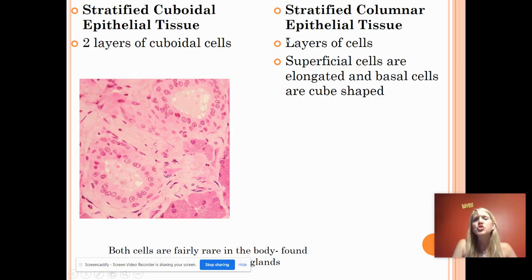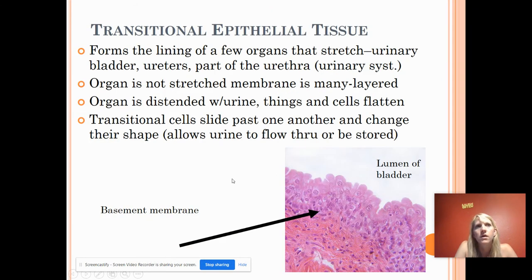Does that look like a heart? Okay, so these two are super, super rare. Stratified cuboidal, 2 layers of cuboidal shaped cells, and stratified columnar. Transitional epithelium, that is where transitional epithelium, that kind of goes like this.